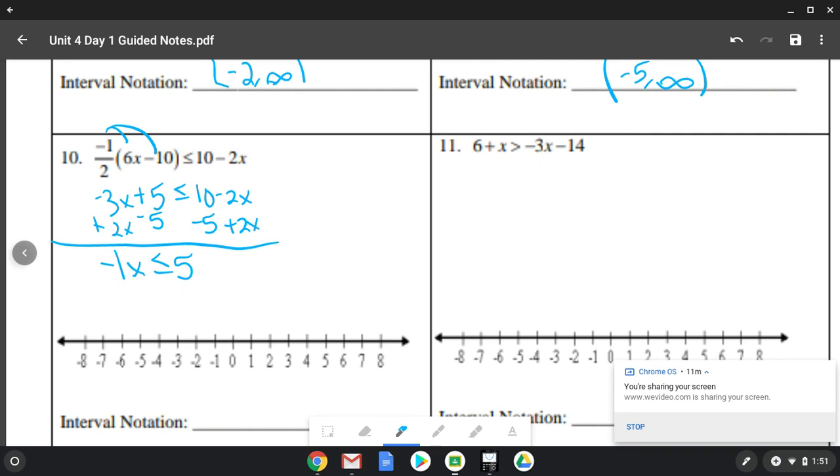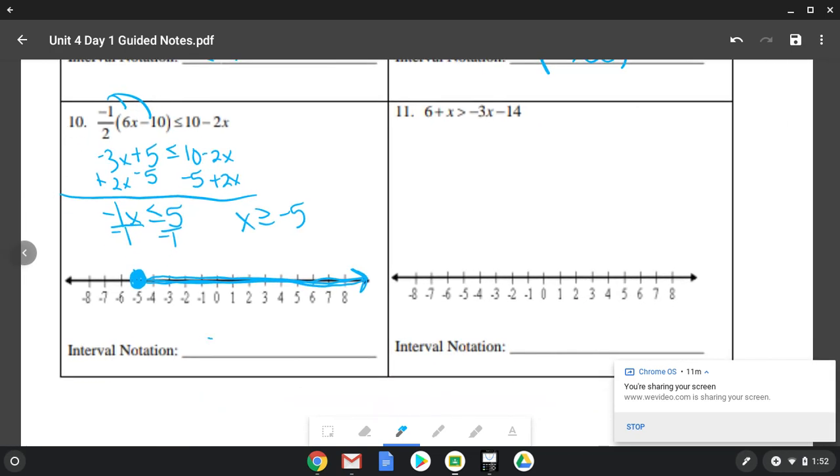So now we have negative 1x is less than or equal to 5. You divide by negative 1. Flip the sign. We go to negative 5. Closed circle. Shaded to the right. So now that closed circle is a bracket, so it'd be negative 5 to infinity. The reason why it's positive infinity is because we shaded to the right.